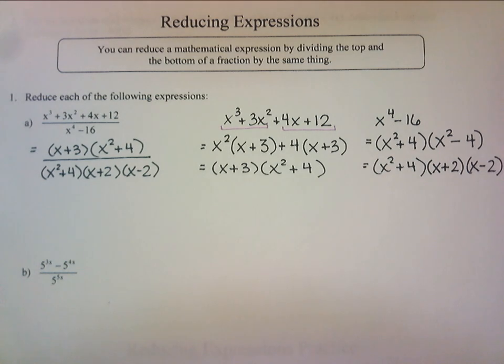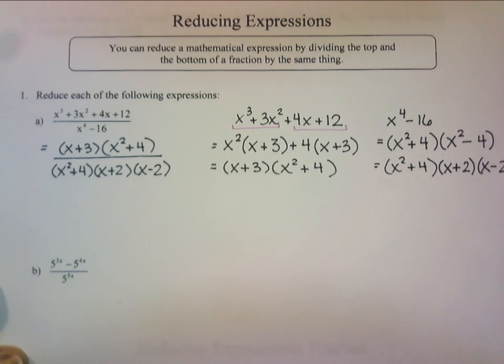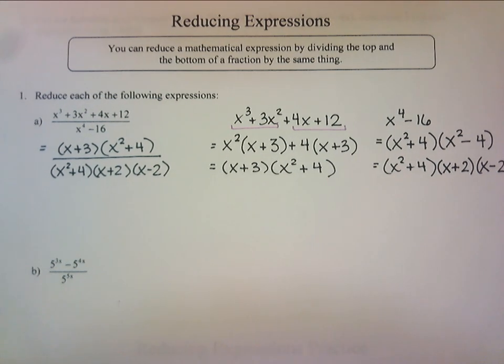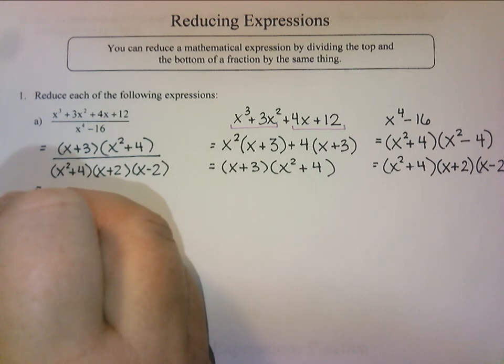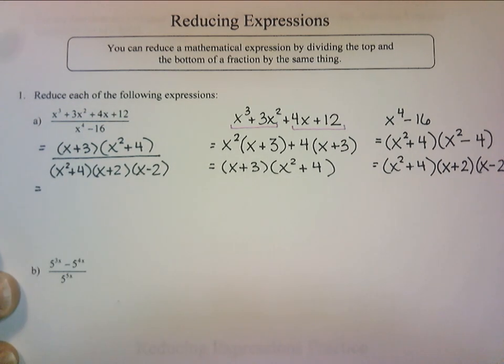All right, now that it is factored, what I want to do is look and see what they have in common on the top and the bottom. So what is something that I could divide both the top and the bottom by to reduce? So I notice that in the numerator and the denominator, I both have x squared plus 4s. So since this is our first example, I'm going to show an extra step that I don't always show, but that I am going to put in because it is an example in our notes.